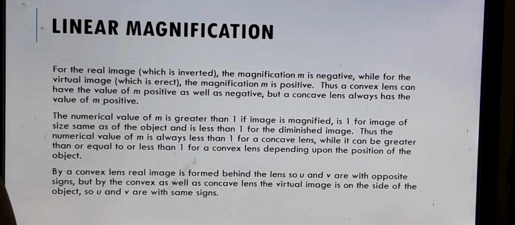So a concave lens will always have which type of magnification? It will always have a value less than 1 because the image is always diminished in the case of a concave lens. Okay. Now I hope you have understood linear magnification. Now we will be solving numerical problems after this.